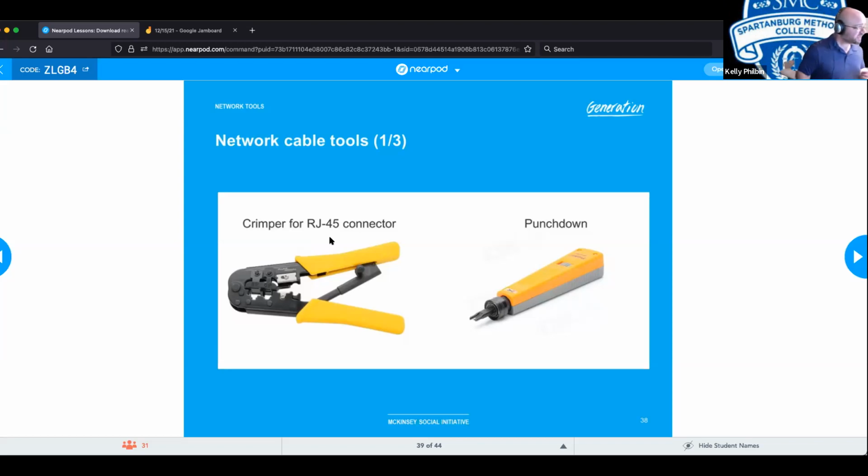So the crimper can do RJ45, which is this one over here. It's a much wider one. And they also have a port for an RJ11 right here. So this crimper could actually do either.